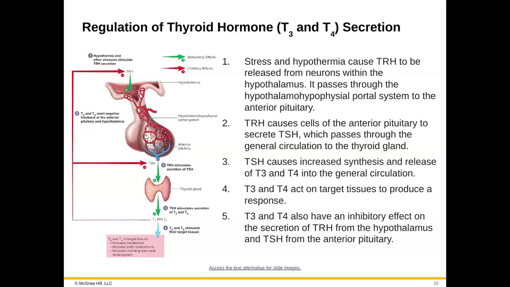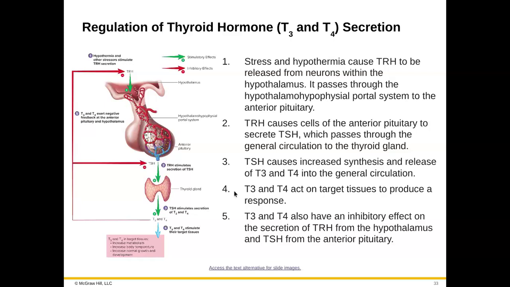Now that T3 and T4 is in the bloodstream, it is then going to go act on all of its distant target tissues to produce some form of a response. With this negative feedback loop, though, concentrations of T3 and T4 within the bloodstream will also have an inhibitory effect on the secretion of the thyrotropin releasing hormone from the hypothalamus.